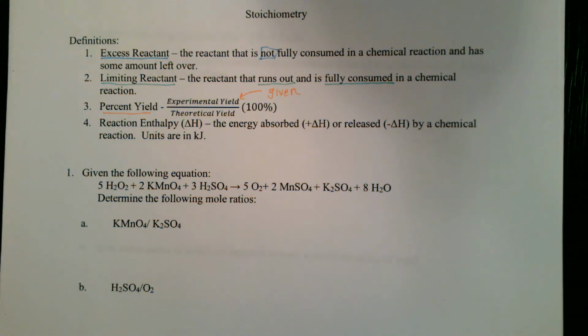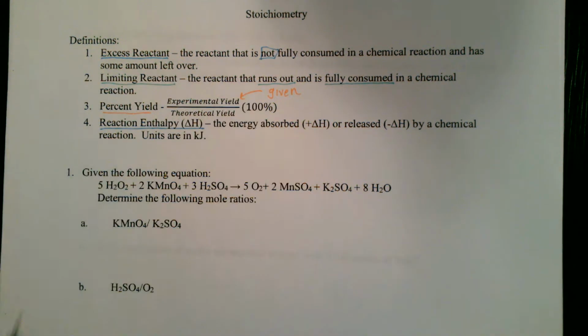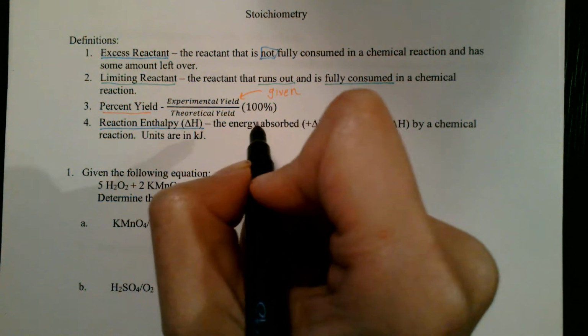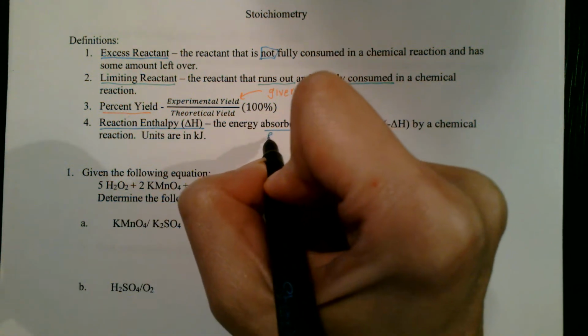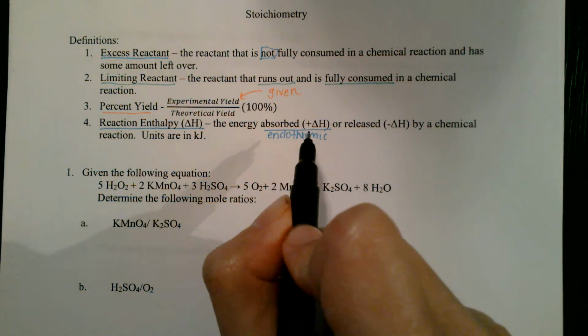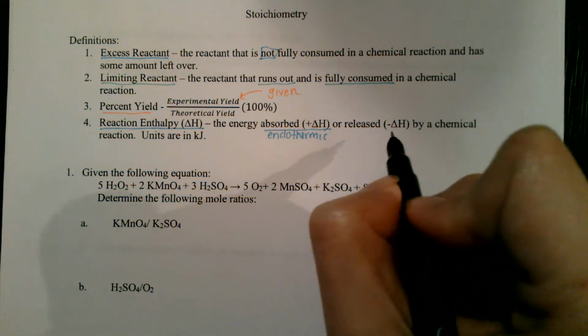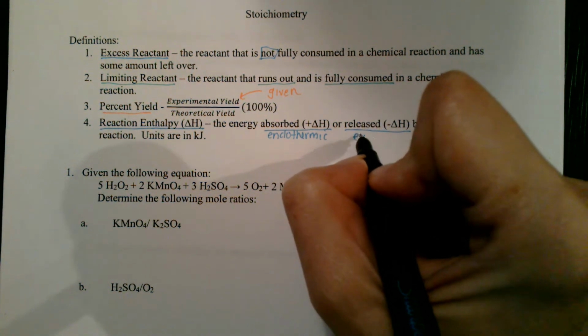Okay, we're going to look a little bit at energy in a reaction as well, and we call that reaction enthalpy, given the symbol delta H. Delta H is the energy associated with a reaction. Energy can be absorbed, and we have a positive delta H, and when energy is absorbed, that's called endothermic. And we also have energy released, which gives us a negative delta H, and this is exothermic.